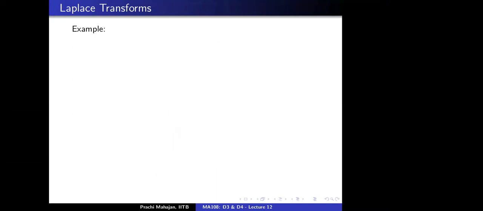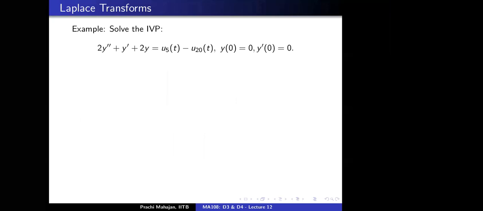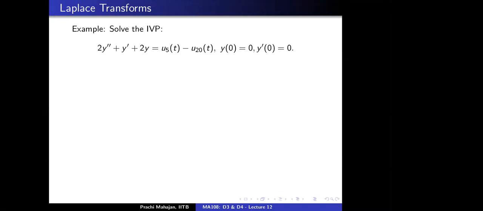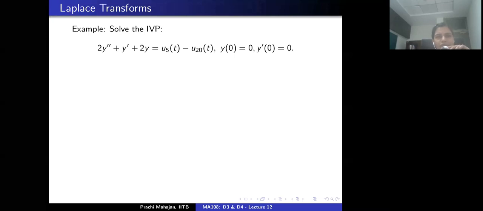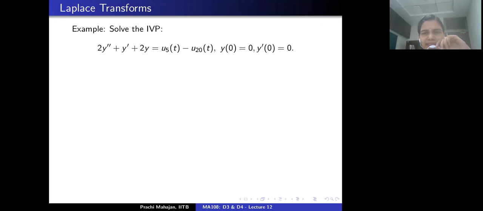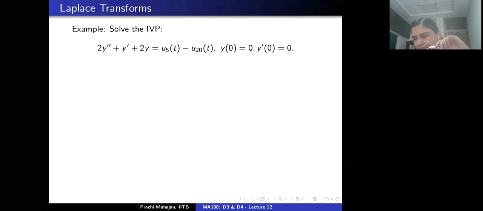All right, great. So let's see one more example. Let's use this information to solve an initial value problem when we have a discontinuous forcing function. So let's look at what is given to us. We have 2 d squared y by dt squared plus dy by dt plus 2y equals u5 minus u20 evaluated at t. So what are these? Please recall the right hand side are the unit step functions. And we have some initial conditions available.